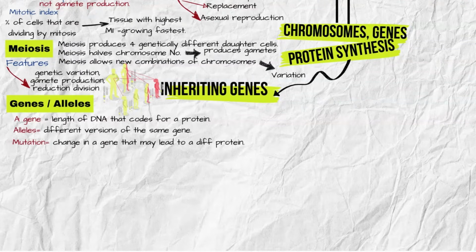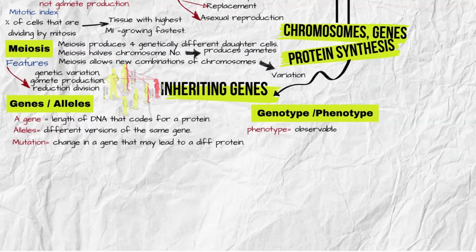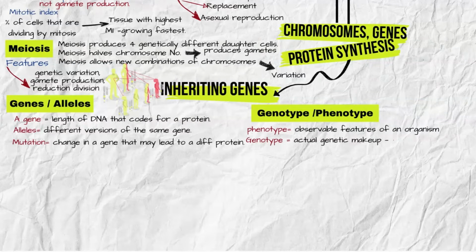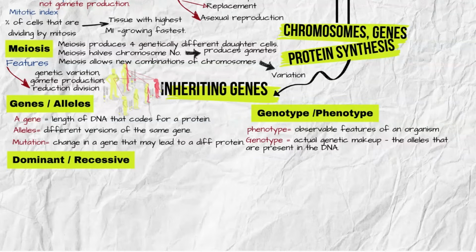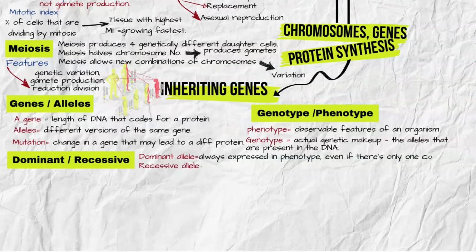Second, genotype and phenotype. The phenotype is the observable features of an organism, things like eye color, blood group, or hair type. The genotype is the actual genetic makeup, the alleles that are present in the DNA. Subtopic 3. Dominant and recessive alleles. A dominant allele is always expressed in the phenotype, even if there's only one copy. A recessive allele is only expressed if both alleles are recessive, meaning the individual is homozygous recessive.